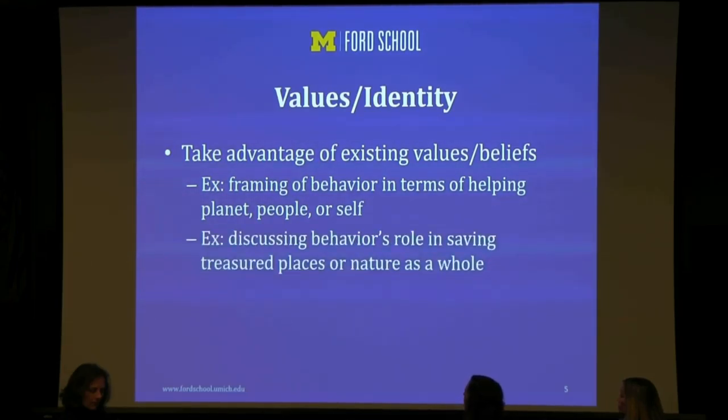Another thing is to talk about a treasured place. If this behavior might affect a place that people care about, like their home, for example, or their particular community, you can talk about that, highlighting how this is relevant to the things that they care about already. Another thing that can help is to just make those identities salient to people. Remind them this behavior is actually related to this identity that you care about. People don't always make that connection that weatherizing your home might be related to this environmental concern that you have more generally. So making that salient to people who care about that can be really important.